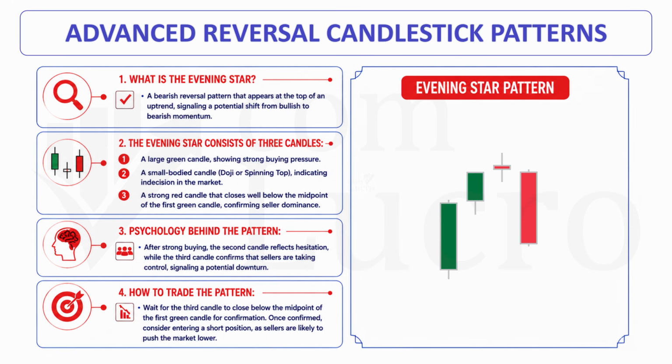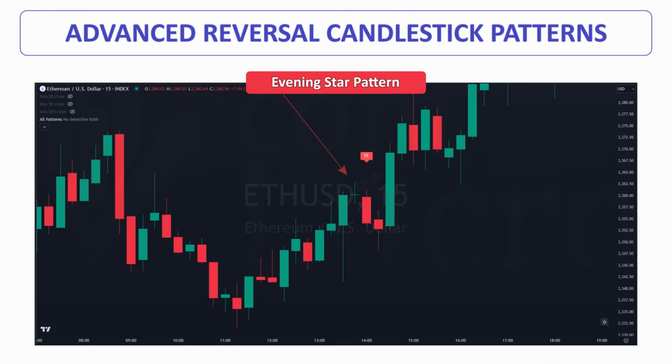The psychology behind this pattern is that after a period of aggressive buying, the second candle shows hesitation from buyers, and the third candle confirms that sellers are taking control, pushing the market lower. So how do we trade the evening star? Similar to the morning star, it's important to wait for confirmation on the third candle. Once the third candle closes below the midpoint of the first green candle, you can consider entering a short position, as the sellers are likely to push the market further down.